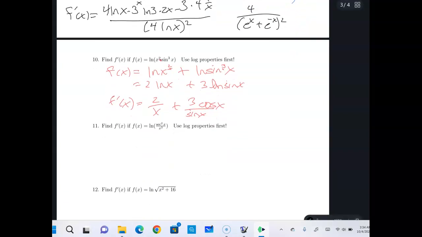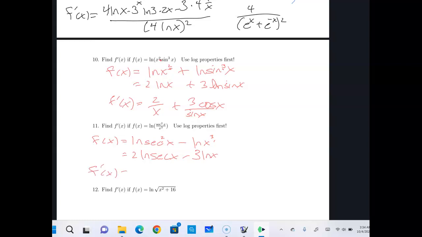Okay, so let's look at this one. It's got division, so I think I can rewrite that as subtraction. And both of these exponents are on the argument, so let's bring them down. So the derivative would be 2 over secant times the derivative of secant, which is secant tangent, minus the derivative of this, which is 1 over x.